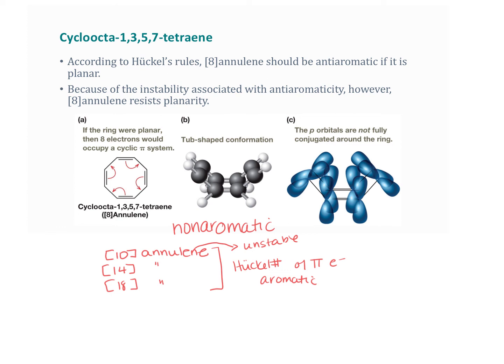In case you're curious about where a natural source of cycloocta-1,3,5,7-tetraene, [8]annulene, comes from, it's produced by a species of fungus, and it can be used to synthesize polyacetylene, which is a conductive organic polymer, which is kind of interesting.